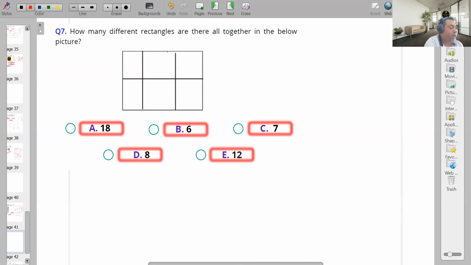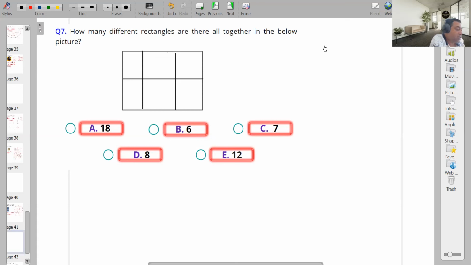Question 7. How many different rectangles are there altogether in the below picture? All right, so here we see that these are rectangles. Understand one thing, that any square is also a rectangle. All rectangles are not squares, but all squares are also rectangles. So we have to count the rectangles basically.